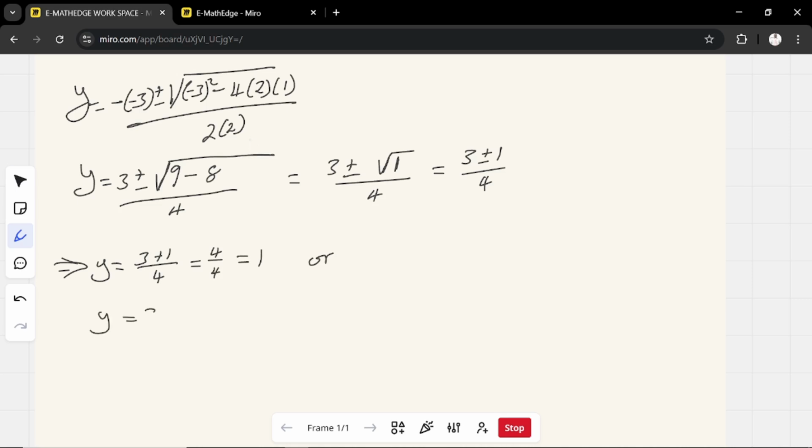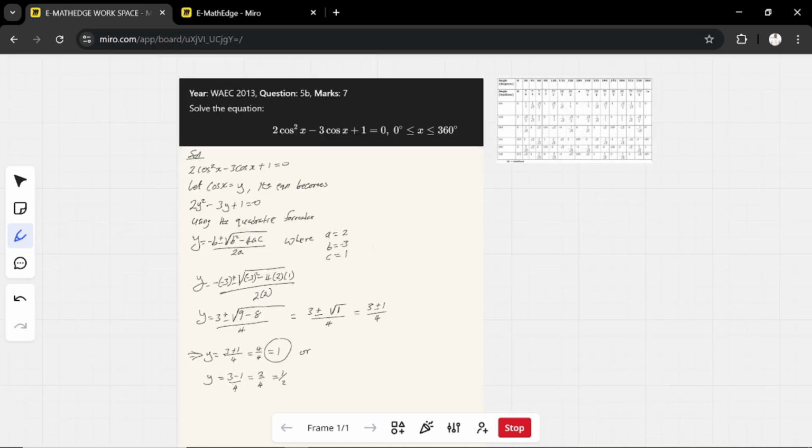y is going to be 3 minus 1 all over 4, which is equal to 2 all over 4, which is the same thing as 1 all over 2 when you simplify further. And that is because we have plus and minus here. So the plus and minus now simply means we are going to obtain two different values for y. Now we have the value of y to be 1 or 1 all over 2, right?